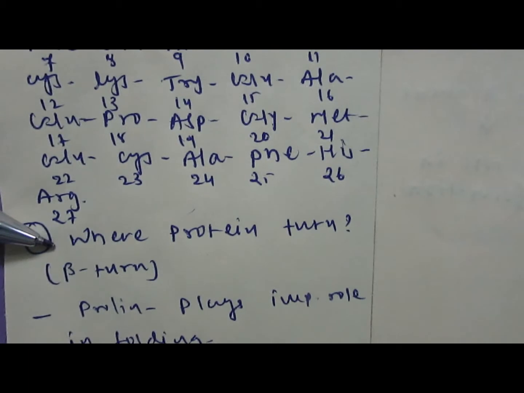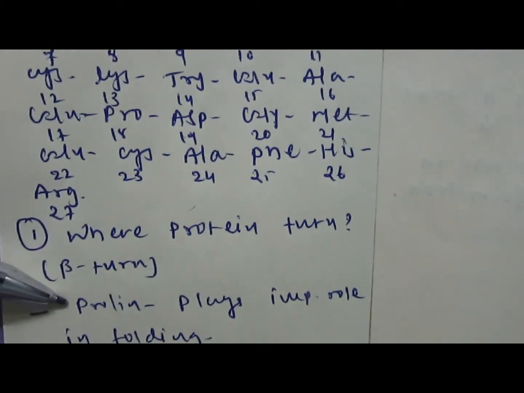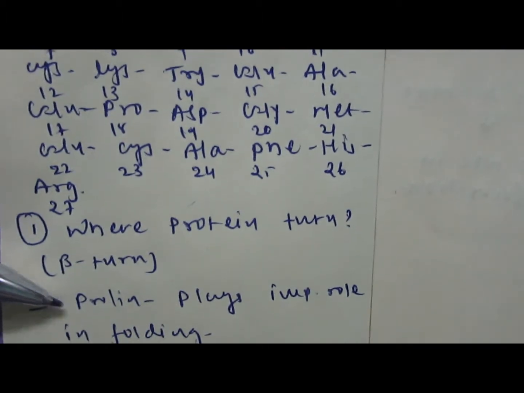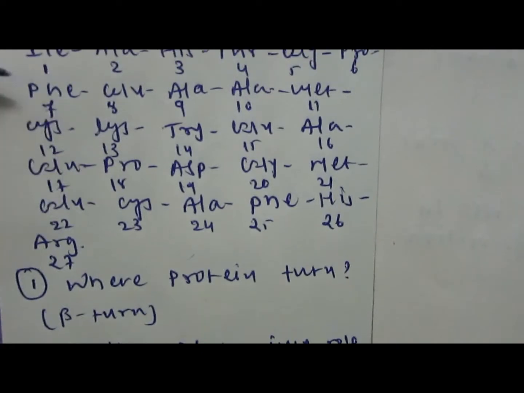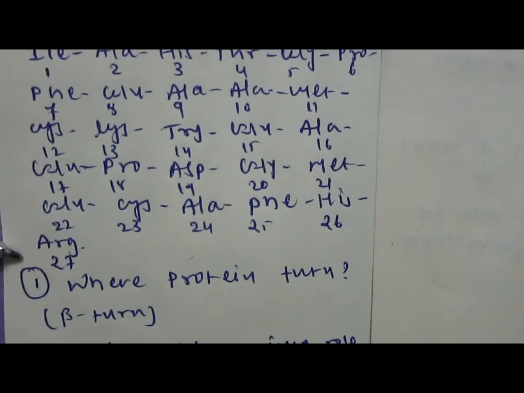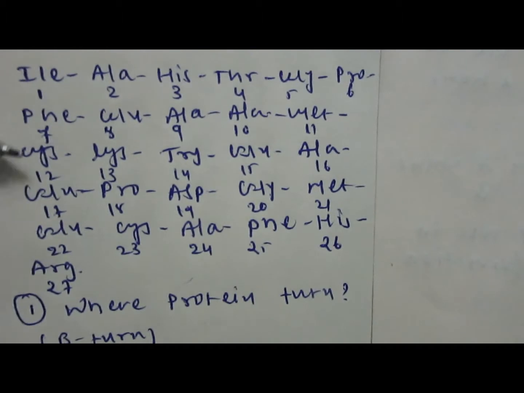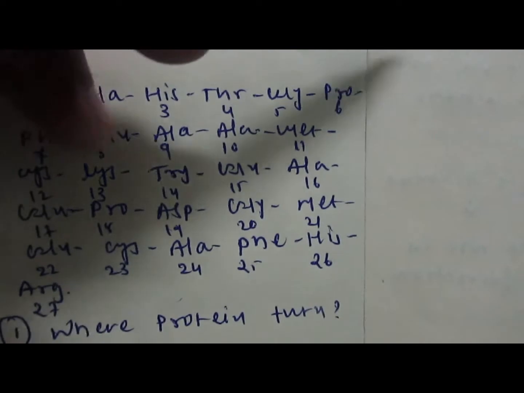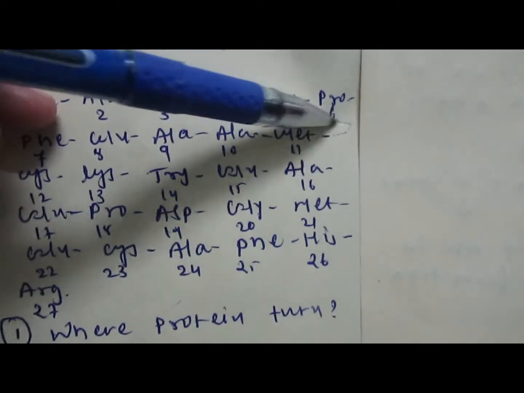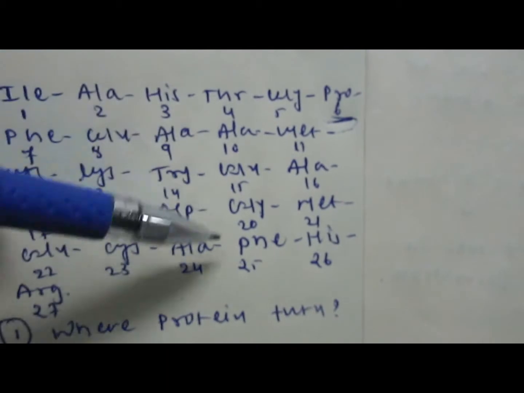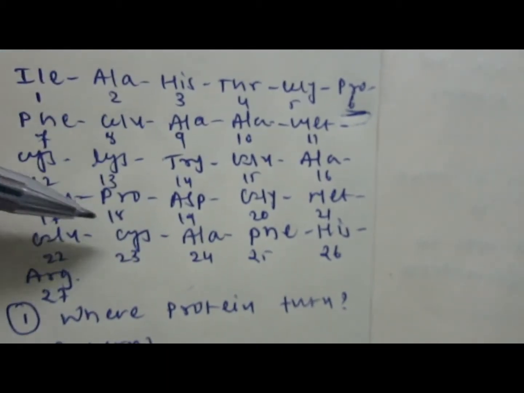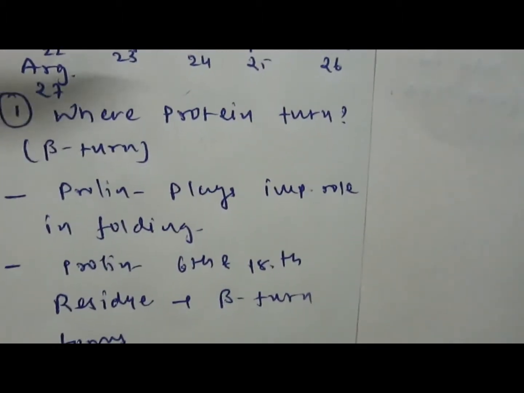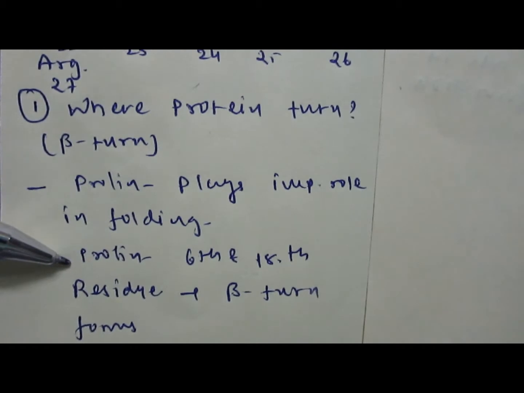One thing please keep in mind: proline is an amino acid that plays an important, typical role in the folding mechanisms. So there are chances that in this 27 amino acid long sequence, beta turns will be formed where proline is present. We can find that proline is present at the 6th amino acid residue, and proline is again present at the 18th residue. So there are chances that beta turns will be formed at the 6th and 18th residues.